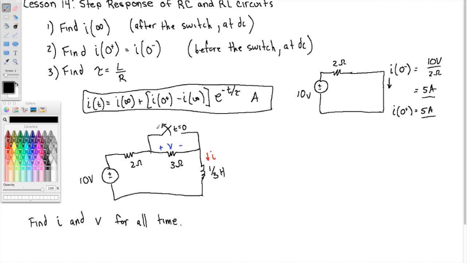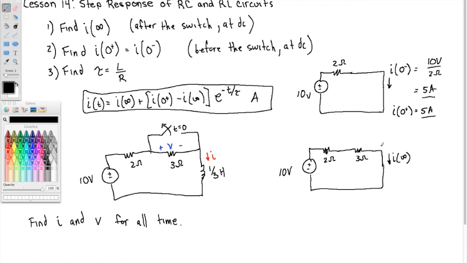So now the switch is open, and we wait a long time. So we open the switch, we wait 5 time constants or more, and notice that the 3 ohm resistor is no longer shorted out, because again the switch is open. And if we wait a long time, again, the inductor reaches its steady state equivalent, and so it's modeled as a short. So we're looking for this current, and this is I at infinity now.